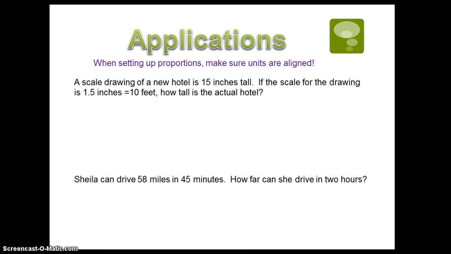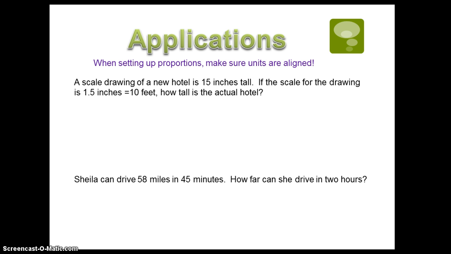Finally, we always have to talk about applications, word problems. And proportions are used very often in word problems, so we need to be comfortable with them. Now, when setting up a proportion, make sure the units are aligned. So we always want units to either be vertically aligned or horizontally aligned. We never want them diagonal.